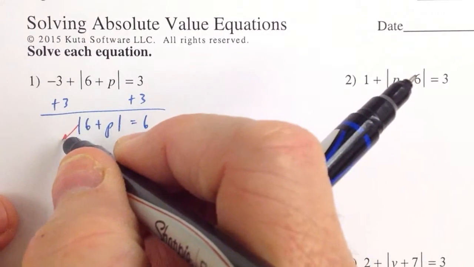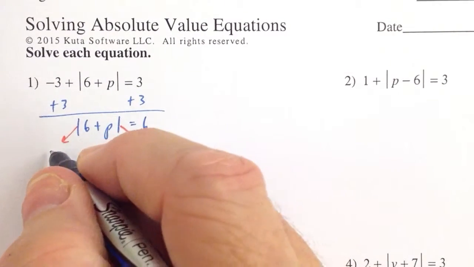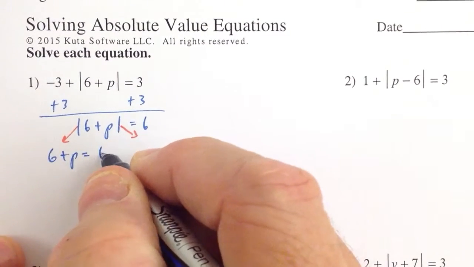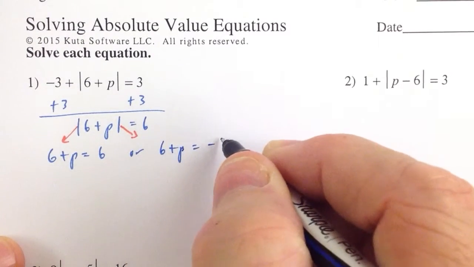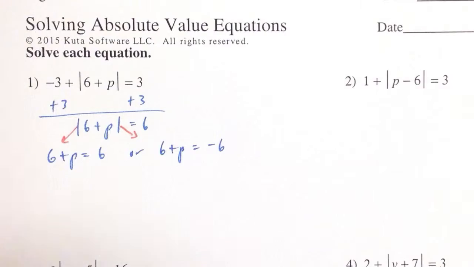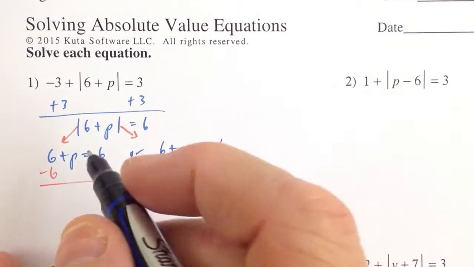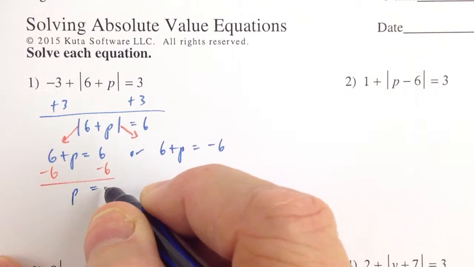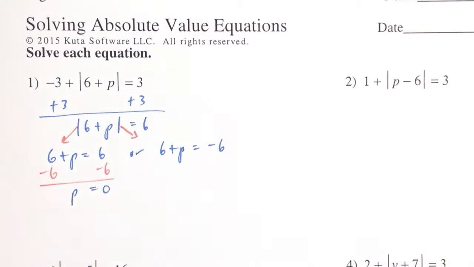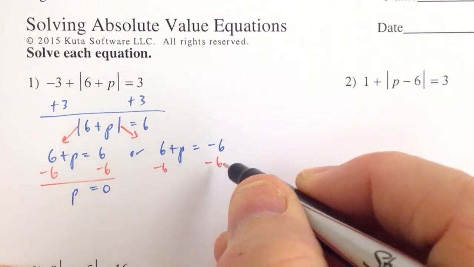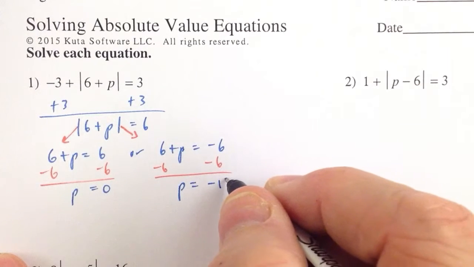Once we have that, we realize that we can split this up into 2 equations. Either 6 plus p is equal to the positive 6, or 6 plus p equals negative 6. Then we just solve each resulting equation for p. In the first equation, by subtracting 6 from both sides, we get p is equal to 0, or if we subtract 6 from both sides in the other equation, we get p is equal to negative 12.